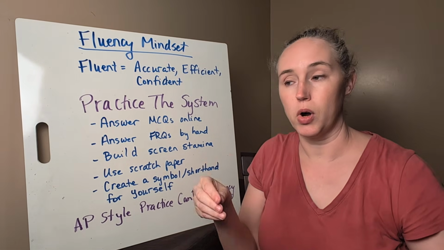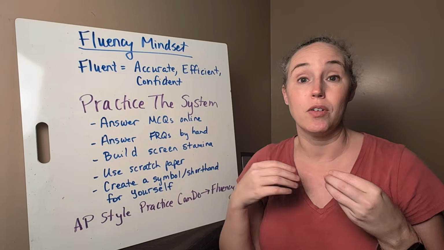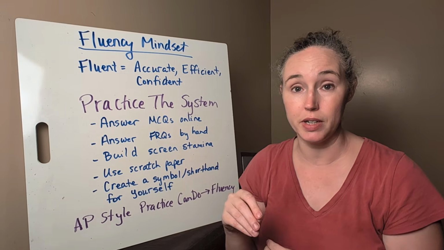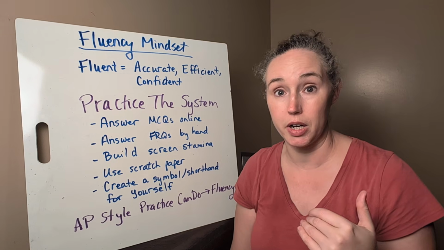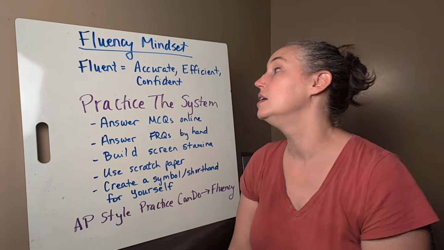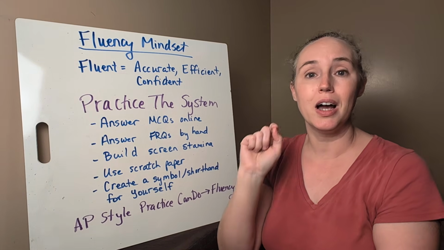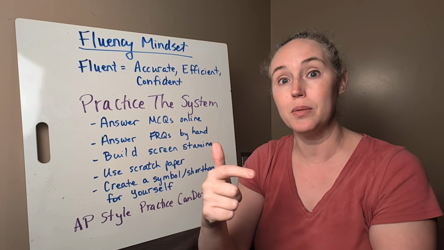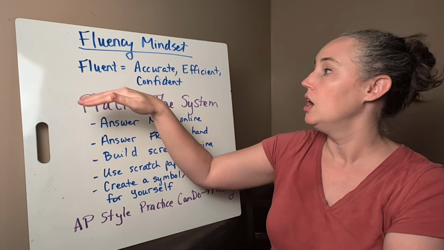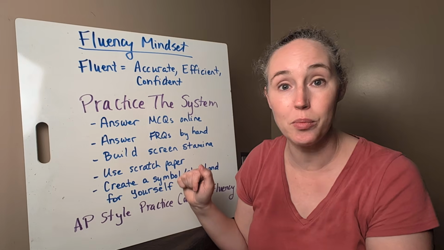One of the most important parts of shifting to this hybrid format is that we need to have a growth mindset and a fluency mindset. If you haven't seen my previous video about how to approach unfamiliar scenarios and going from no to can do to fluency, please check that one out too. Fluency, you're going to be getting a 5 if you are fluent not only in the biology of the AP Bio exam, but of the system and the way it asks the questions. Fluent means that you can answer accurately, efficiently, and confidently under time pressure.